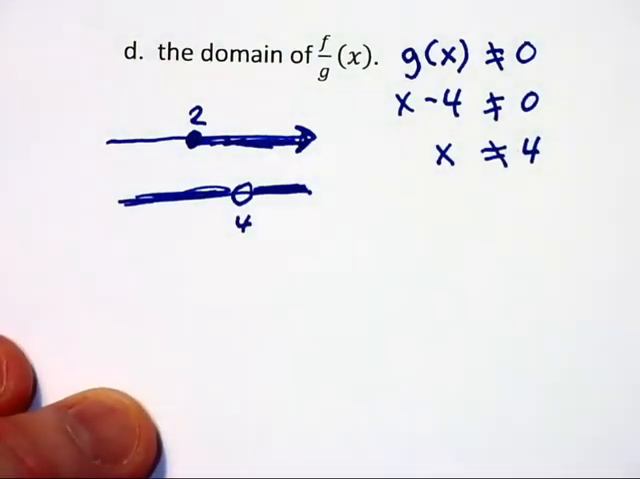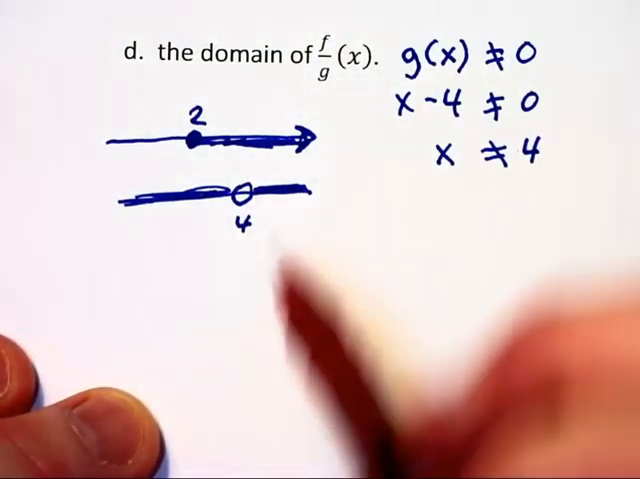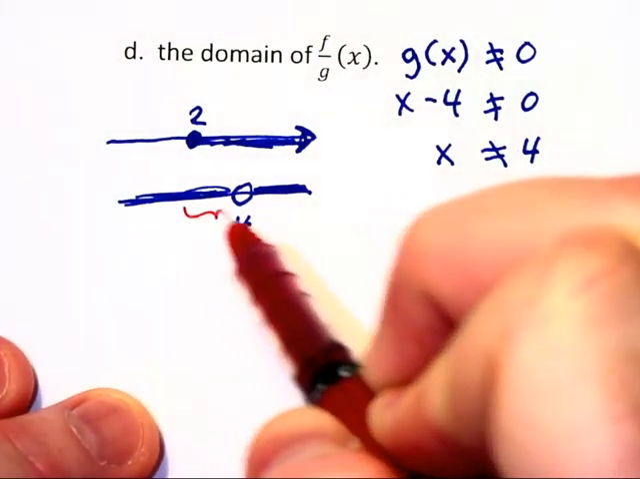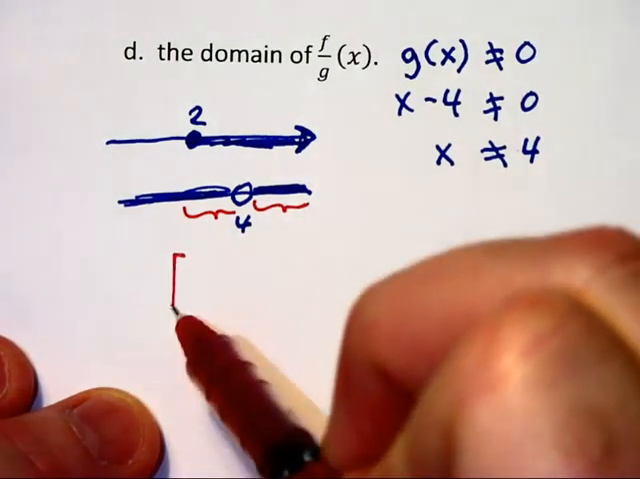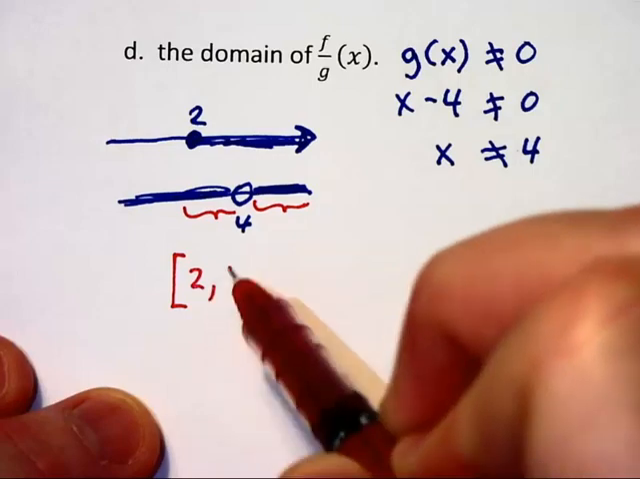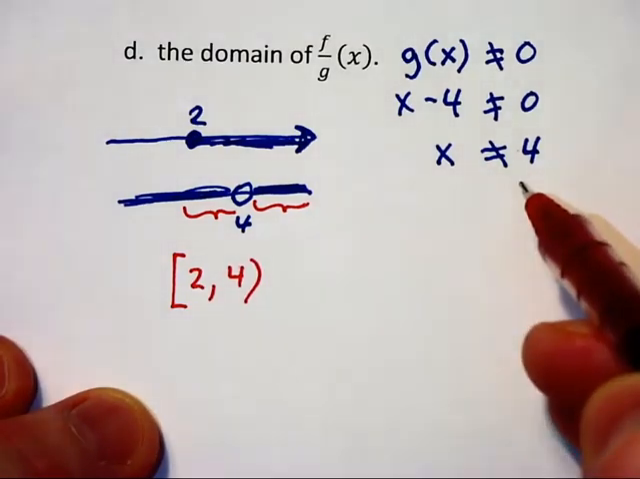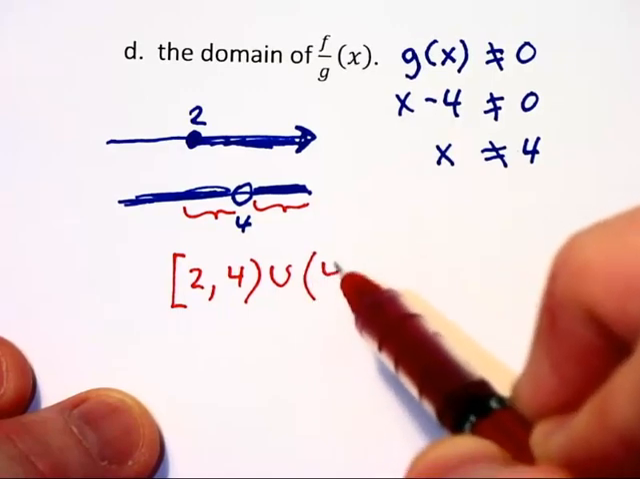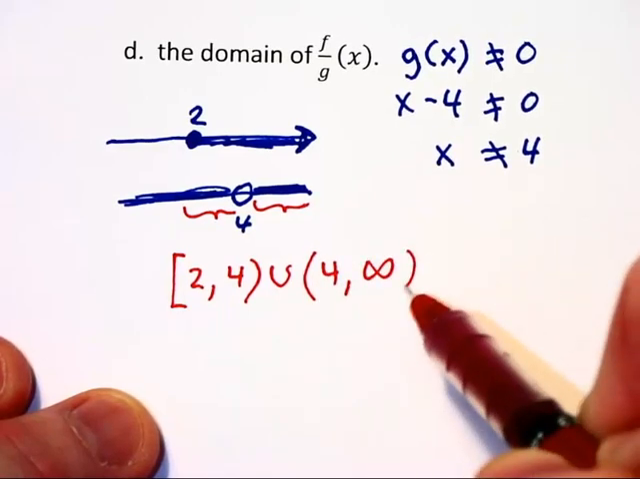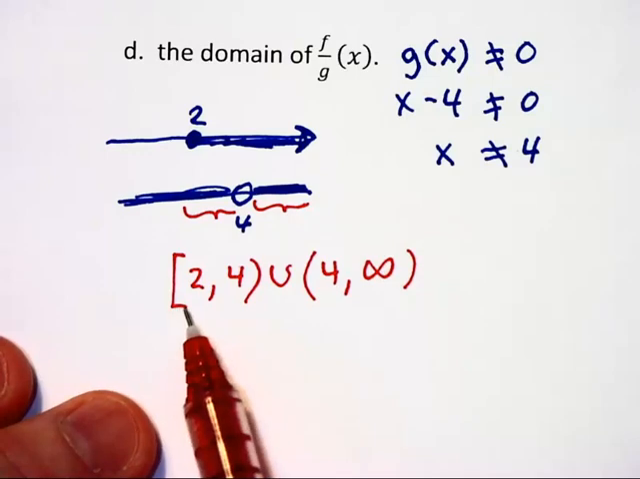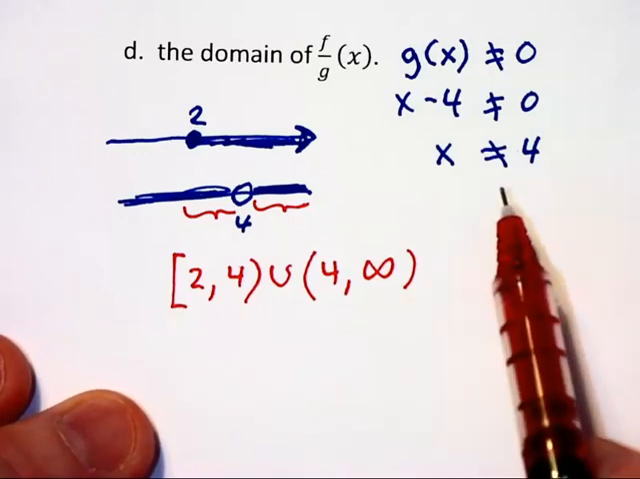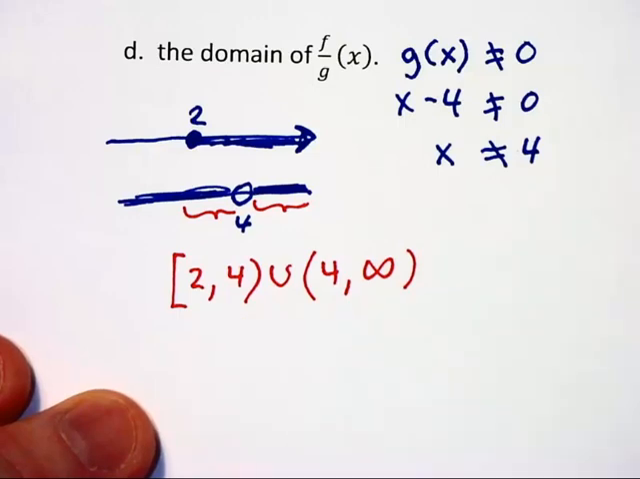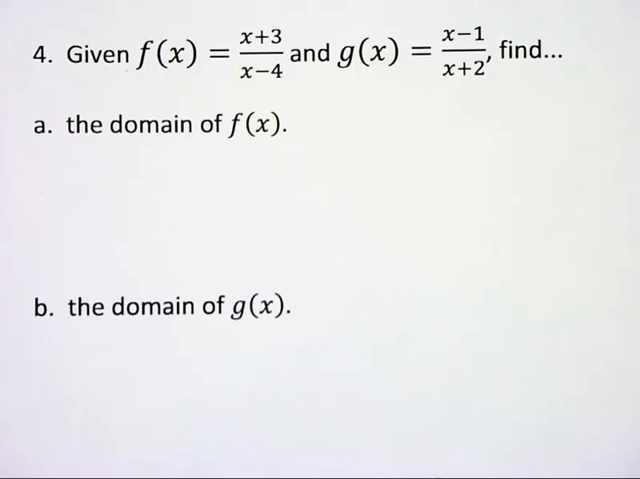So what is the intersection of these? Well, include the 2, up to but don't include the 4 because that's restricted here, united with 4 to infinity. So I took my previous domain and I further restricted it by taking the value 4 out of it to get the domain of the quotient of these two functions. Let's try this idea again.